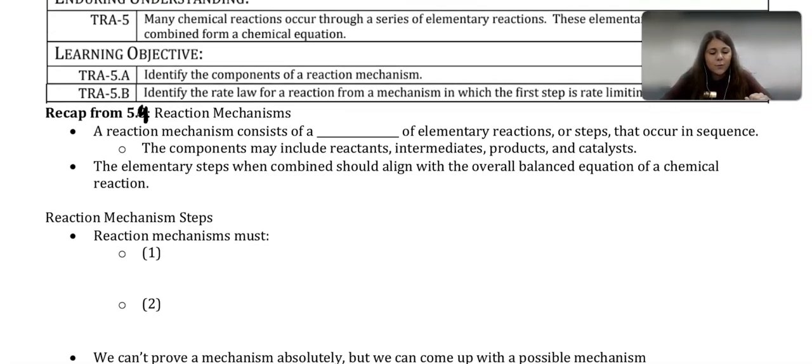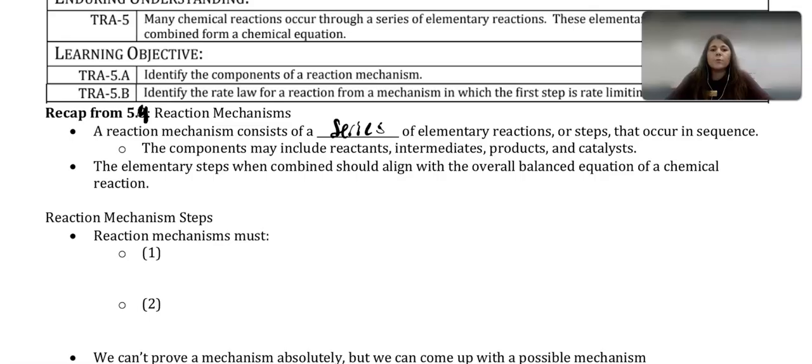So, recap from 5.4. I wrote 5.3, it's 5.4. We did briefly talk about reaction mechanisms, which consist of a series of elementary reactions or steps that occur in sequence. We saw one step, two step, and the overall would give us the balanced equation if we took the sum of those elementary steps. And we looked at reactants, intermediates, products, and catalysts.